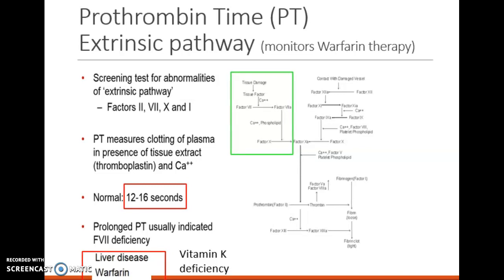We're looking at our PT. Our PT is our extrinsic pathway, and it's used to monitor the warfarin therapy. Pretty much it only has factor 7 involved in the PT. The normal range is 12 to 16 seconds. So a factor 7 deficiency is clinically when it is raised. Liver disease is also when it is raised, or vitamin K deficiency. We do see that happening there as well.